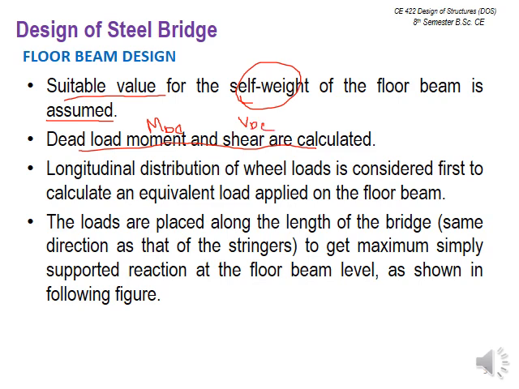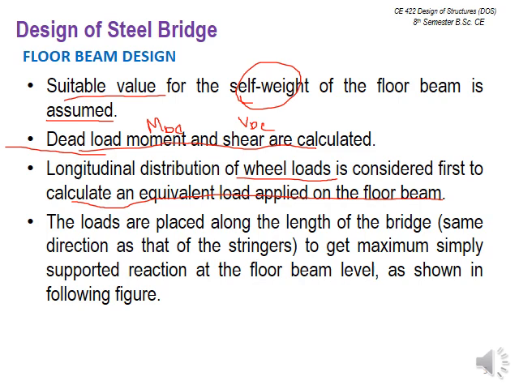So, longitudinal distribution of the live load. It is going to end with the case when you are calculating the DC part of it. Now, coming to the live load calculation, longitudinal distribution of the wheel load is considered first to calculate an equivalent load applied on the floor beam in the lateral direction. So first, what you have to do is the longitudinal distribution.